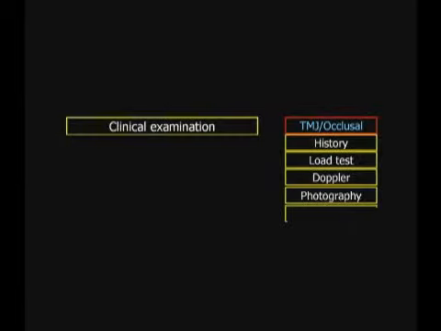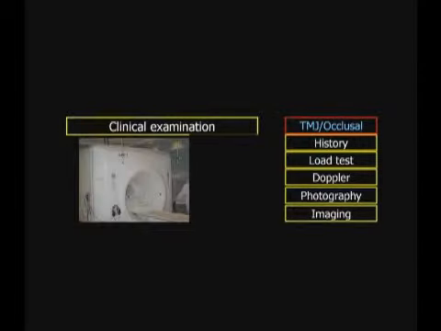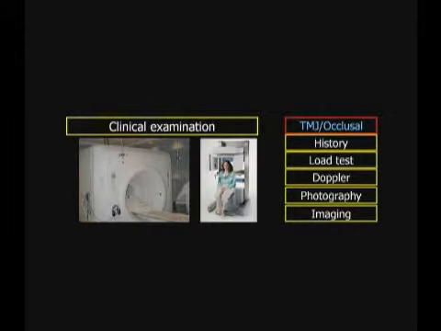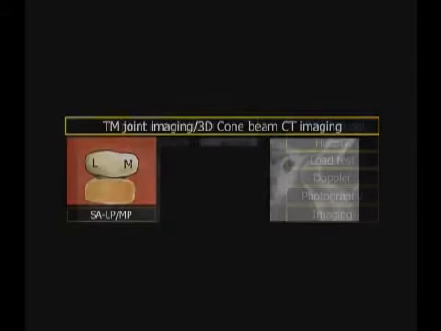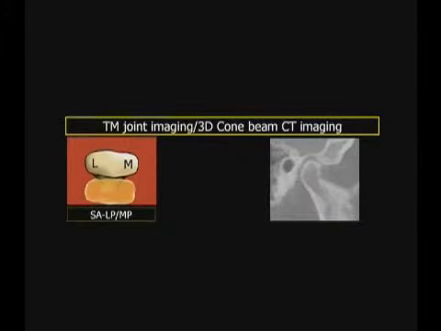The final segment of the TM occlusal exam is the imaging portion. And generally today, if a joint needs imaging, we'll use two modalities. One will be magnetic resonance imaging, or MRI, and the second will be three-dimensional cone beam imaging. 3D cone beam imaging has offered exciting new possibilities in terms of diagnosing temporomandibular joint problems.